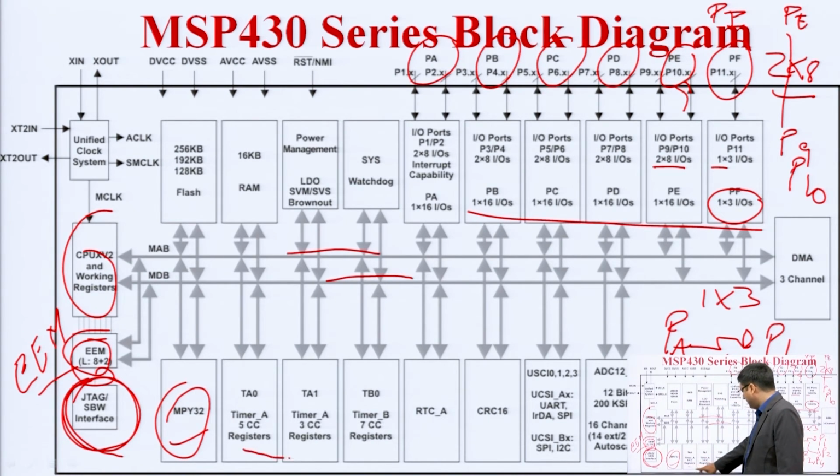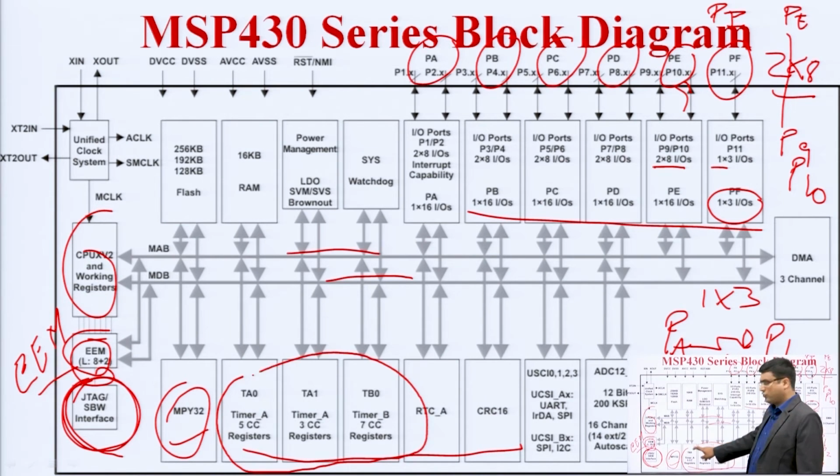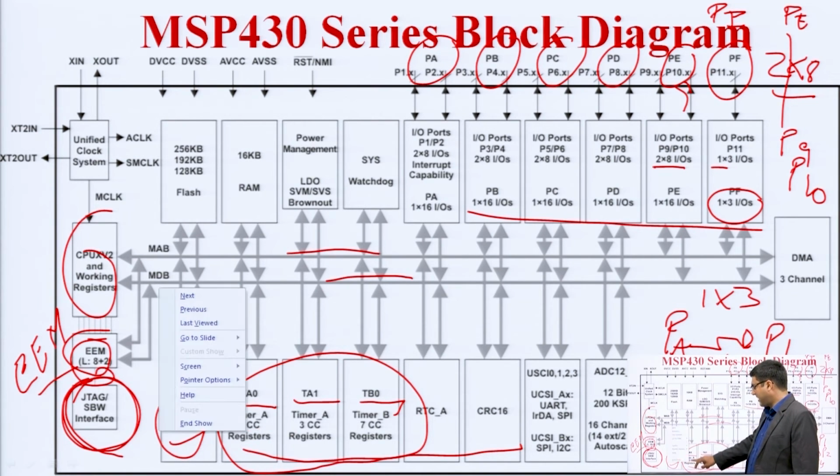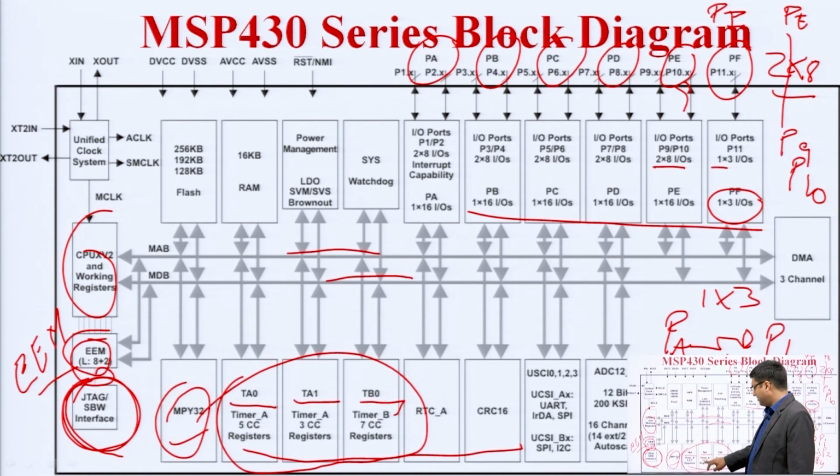After that, timers are available. There are three types of timer in our MSP430: timer A0, timer A1, timer B0. Timer A0 has 5 CC, meaning capture compare registers. Timer A1 has 3 capture compare registers, and timer B has 7 capture compare registers.